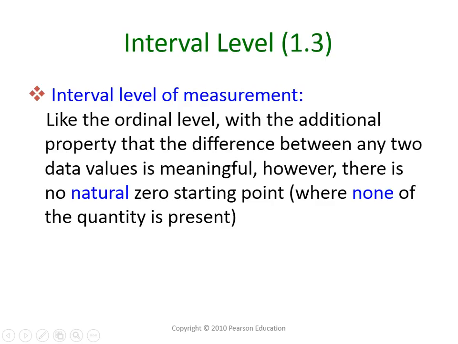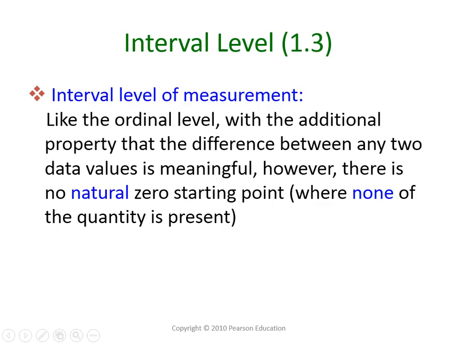And so since you cannot have that natural 0 where nothing exists, temperature is at the interval level of measurement unless you convert to the Kelvin scale. The Kelvin scale you use mainly just in science, but when you're working with it, 0 degrees Kelvin means there is no temperature. And so when you compare 200 degrees Kelvin to 400 degrees Kelvin, you have increased the heat level by twice as much.